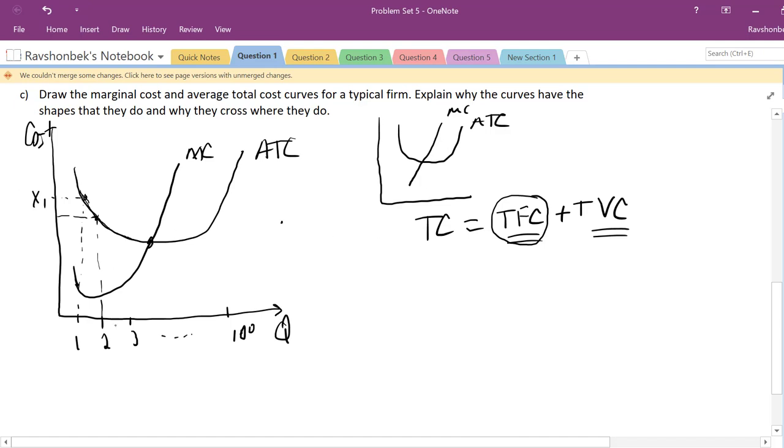So as a result, as we produce more and total fixed costs are spread over many units, the average total cost, which is also the average fixed cost plus average variable cost, is declining, because now fixed costs are spread over many units. But at some point, notice this, the decline stops and it actually starts increasing. The average total costs or unit costs are increasing. That's because diminishing marginal products are now kicking in.